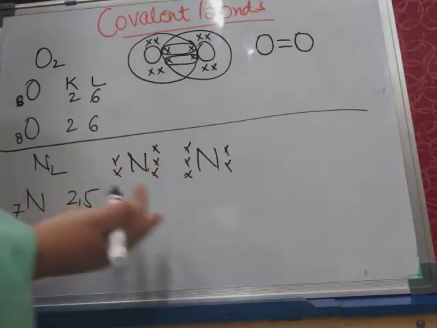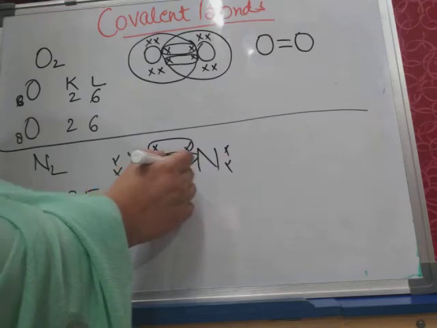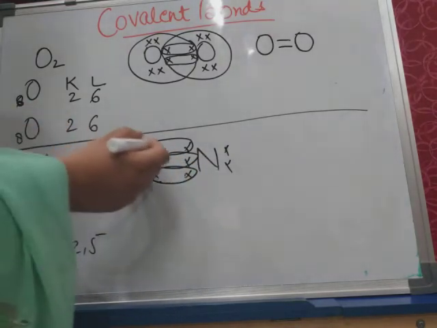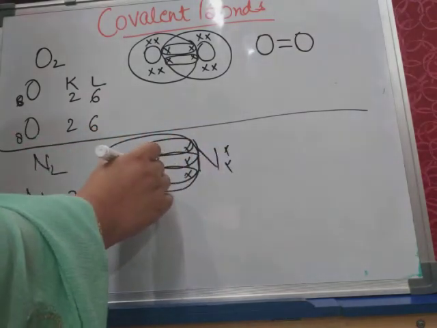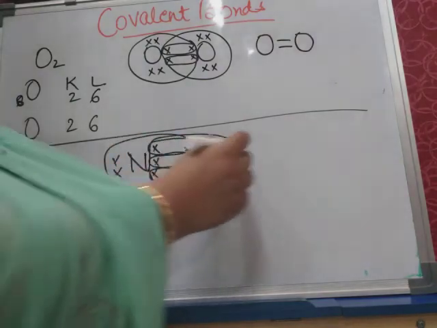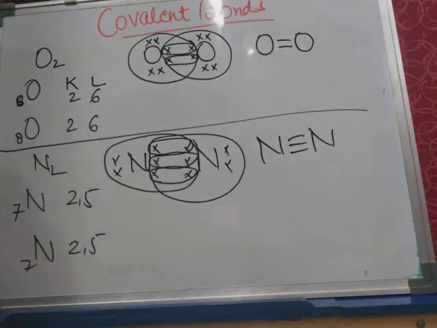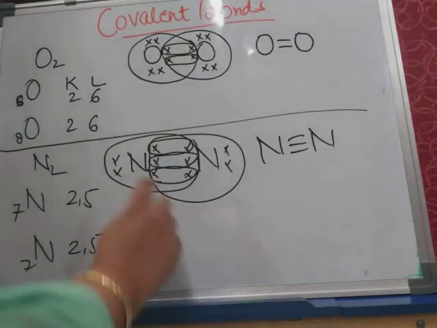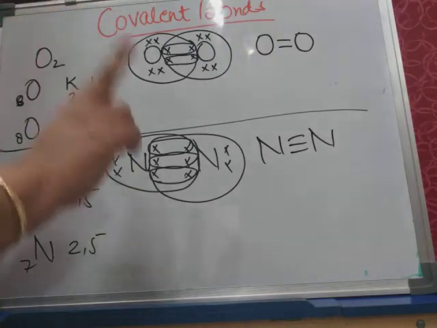So here transfer cannot be done. What will they do? They will share these electrons among themselves. 5 it is already having, 6 7 8 it has shared from this nitrogen atom, and 5 this is also having, and this will also share the electron like this, and the bond which is formed between these two nitrogen atoms will be a triple bond. Okay, triple bond. And here too they will attain the stability of the nearest noble gas, and that noble gas is neon.